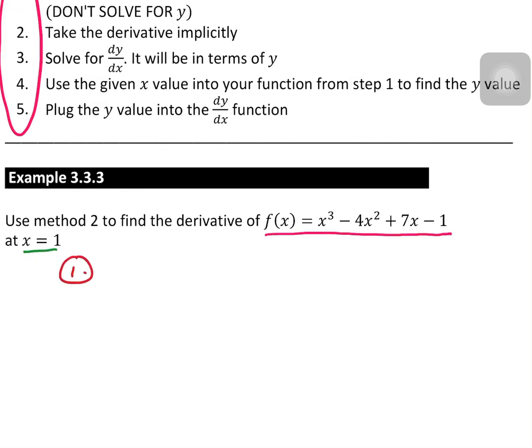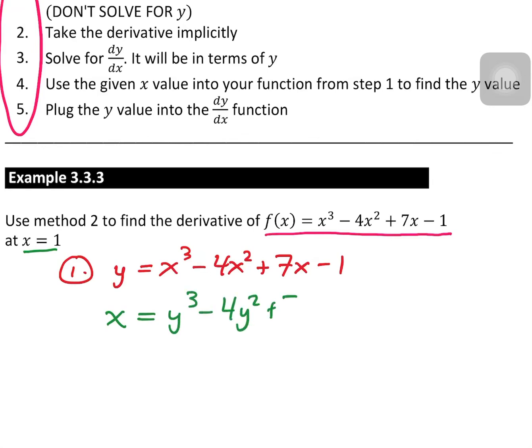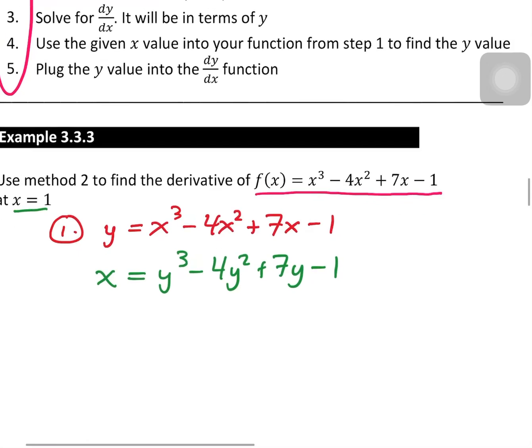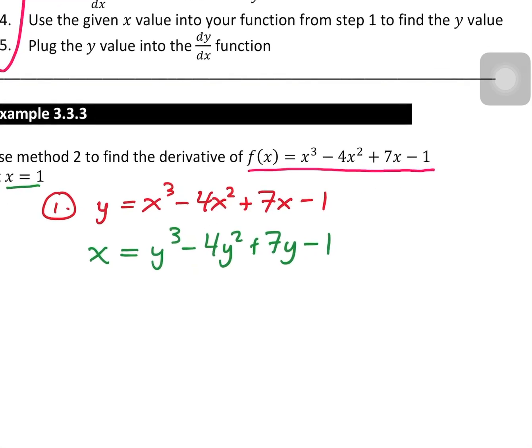The first step is to take the x and the y value and switch them around. So I'm going to go ahead and do that, but I'm not going to bother solving for the y value, because you're going to notice it's going to be pretty difficult to do that after I switch the x's and the y's around. So you can see here, this is what the function becomes after I switch x and y around.